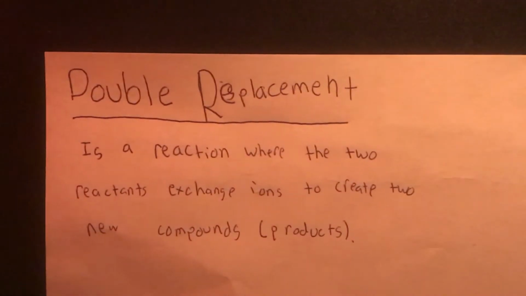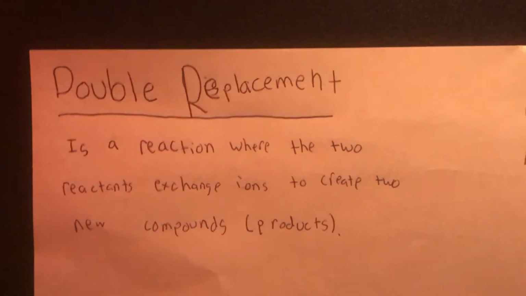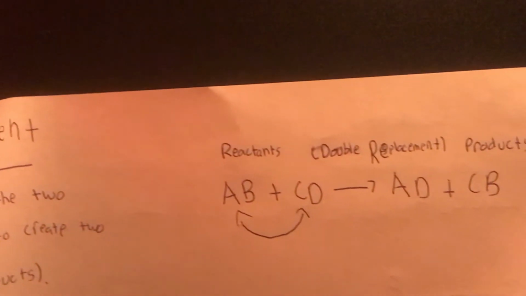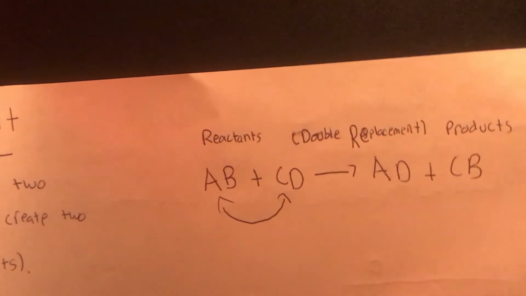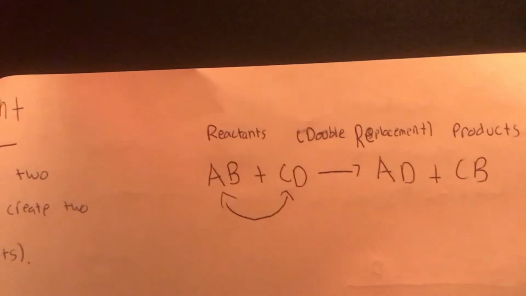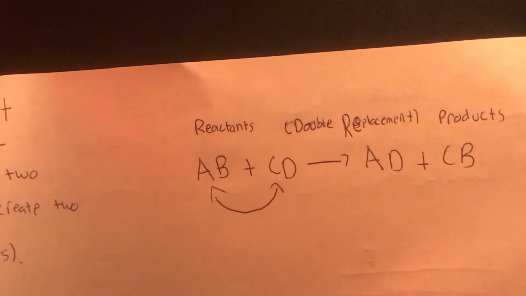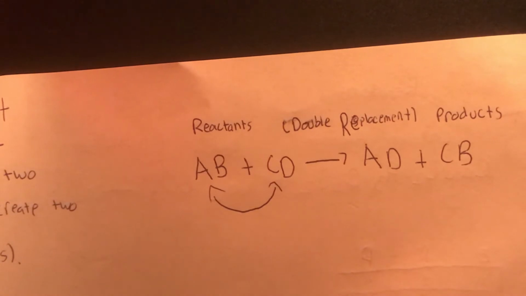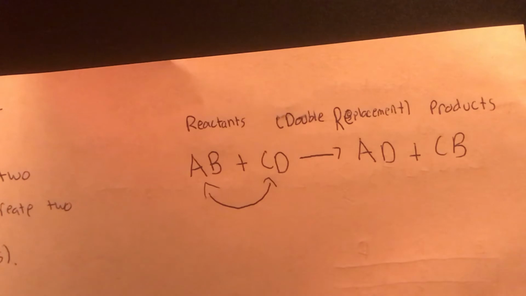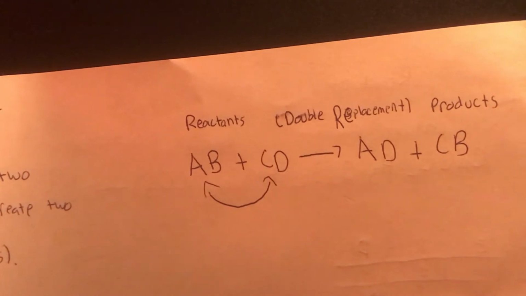Now, to create an equation for a double replacement, the general formula is compound AB plus compound CD converts to compound AD plus compound CB by exchanging ions A and ions C on compound AB and compound CD to form the new compounds.